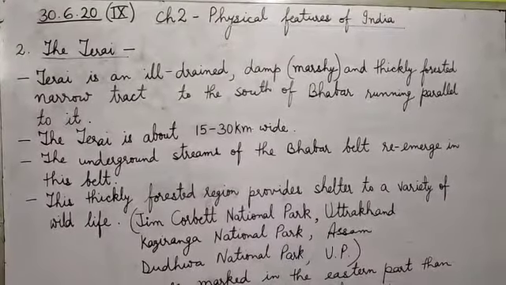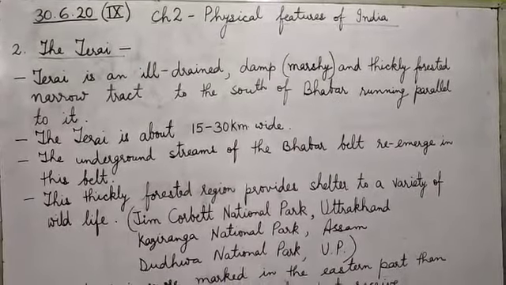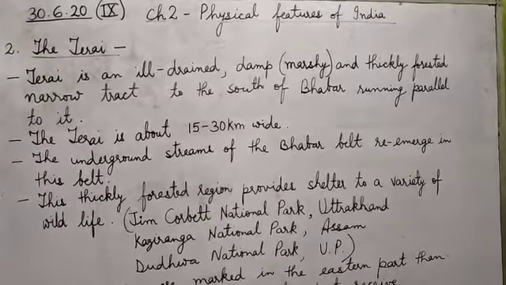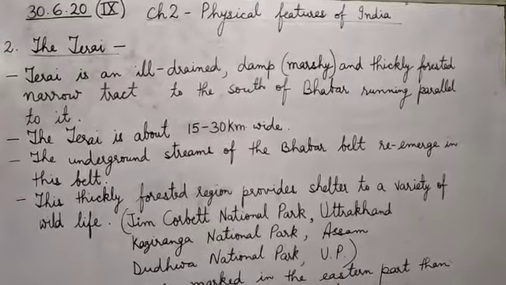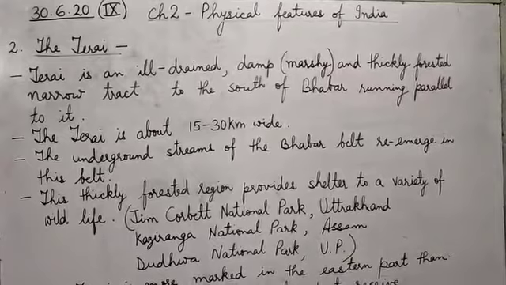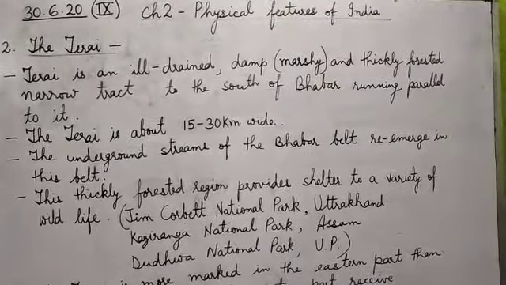So we are in chapter 2, physical features of India, and I am teaching you the northern plains of India. Now in the last class I discussed the divisions of northern plain, that is the Punjab plain, the Ganga plain and the Brahmaputra plain.